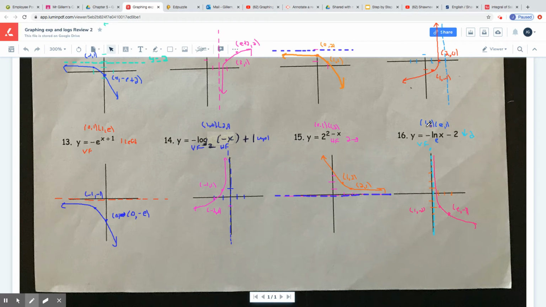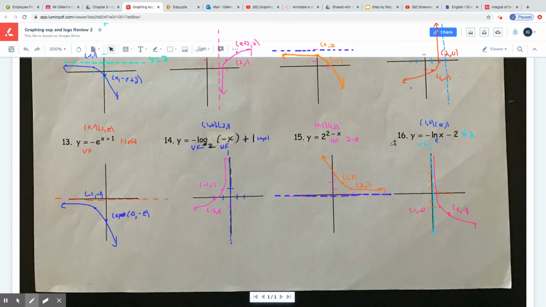Nothing happened to the x. It was just all the y's. You just change the sign of the y, and then you move down 2. So 1, 0, change the sign, 0, nothing happens, move down 2, 1, -2. e, 1: e is going to be the same, but 1 you change to a negative, so it's -1, subtract 2, you get e, -3.